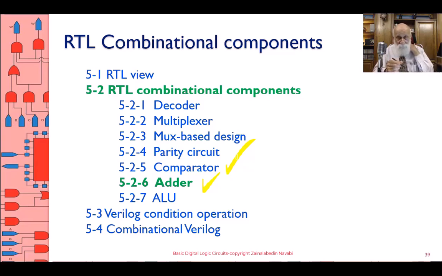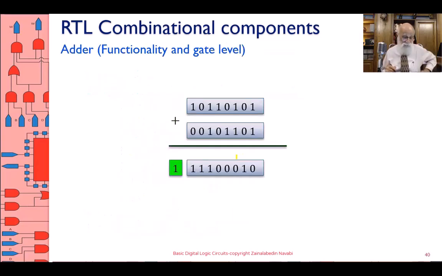Because we want to add these little components in our bag so that when we are designing something, instead of designing using Karnaugh maps and all that, we reach into our bag and say, oh, here is a comparator, let's use it. Here is an adder, let's use it. Here is a subtractor, let's use it, and so on. And this is where we are now, which is the adder. What does an adder do?